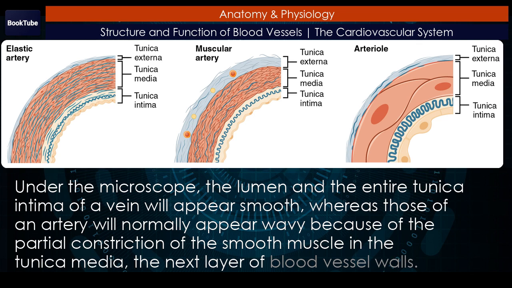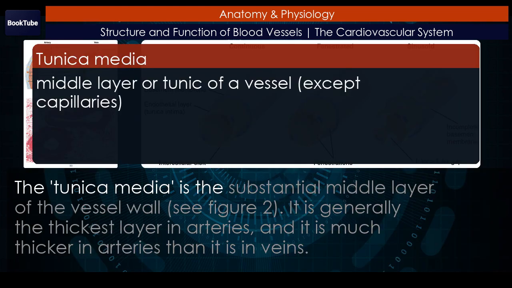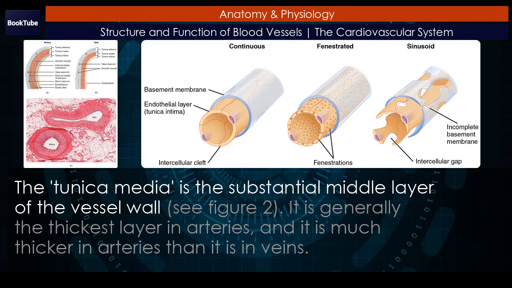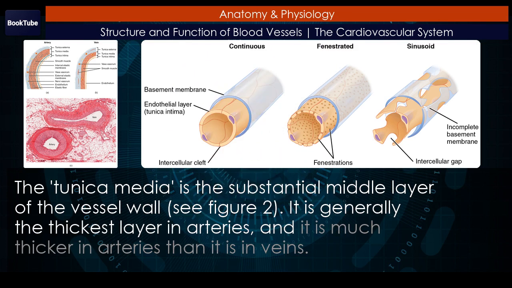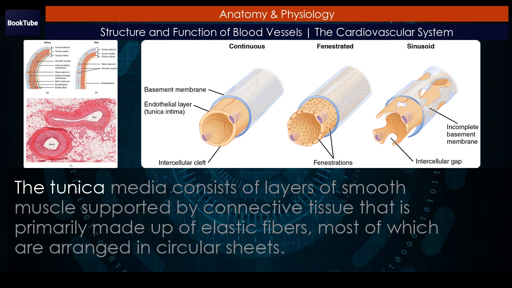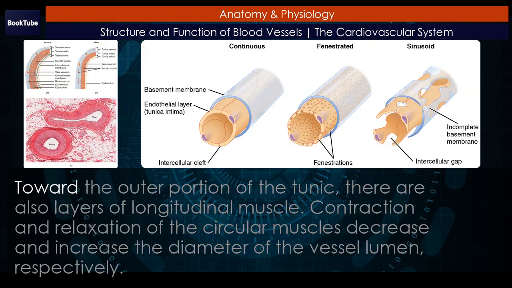The next layer of blood vessel walls, tunica media. The tunica media is the substantial middle layer of the vessel wall. See Figure 2. It is generally the thickest layer in arteries, and it is much thicker in arteries than it is in veins. The tunica media consists of layers of smooth muscle supported by connective tissue that is primarily made up of elastic fibers, most of which are arranged in circular sheets. Toward the outer portion of the tunic, there are also layers of longitudinal muscle.